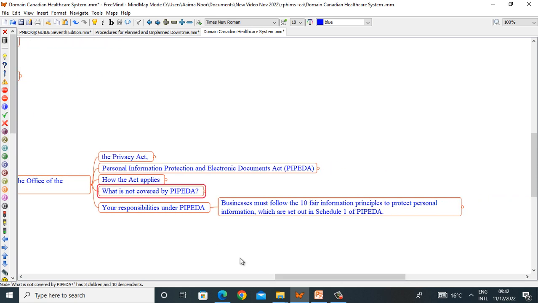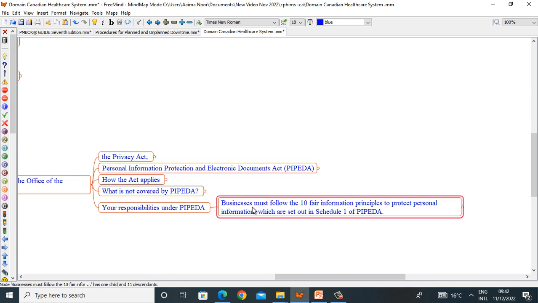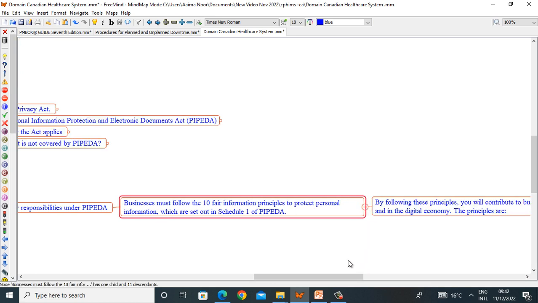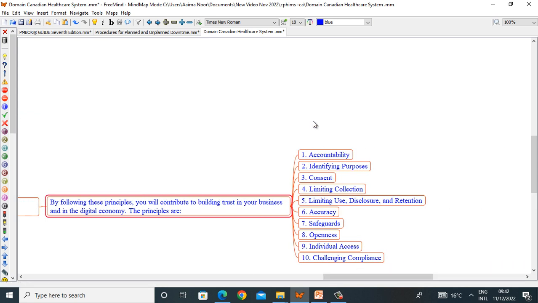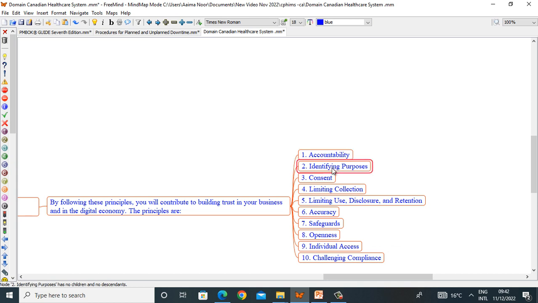Now see your responsibilities under the PIPEDA Act. Businesses must follow the 10 fair information principles to protect personal information, which are set out in Schedule 1 of PIPEDA. By following these principles, you will contribute to building trust in your business and in the digital economy. The principles are: number 1, accountability, identifying purposes, consent, limiting collection, limiting use, disclosure and retention, accuracy, safeguards, openness, individual access, challenging compliance.